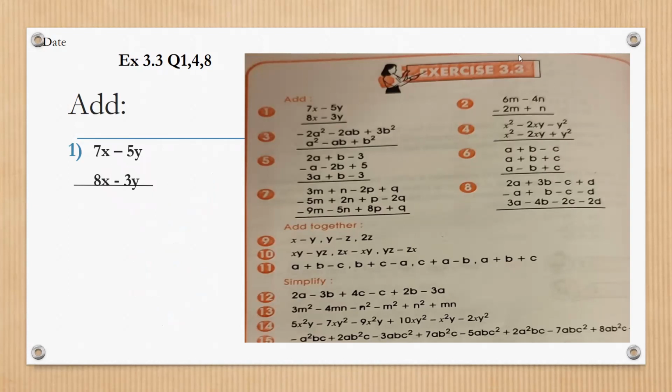Yes. Now, beta, question number 4. Look at this question number 4, everybody. Question number 4, beta. Minus y square plus y square, both are the same term and having different signs. So it will be cancelled.